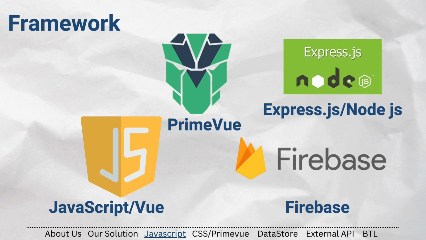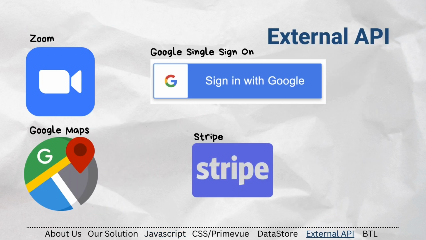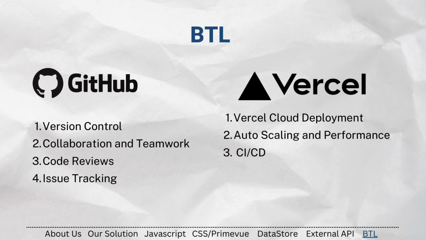We have used PrimeVue, JavaScript, Vue, Express.js, and Node.js for the front end, and Firebase for the back end. We have also used external APIs such as Zoom for online interviews, Google Maps for navigation and location identification, and Google Single Sign-On for user differentiation and authentication. Lastly, we have used Stripe for payment processing in the SmoothServe shop. We have chosen to do the two BTLs, GitHub and Vercel, due to the benefits listed below.